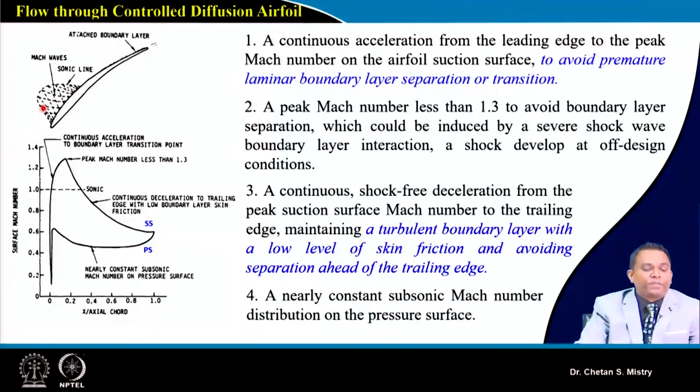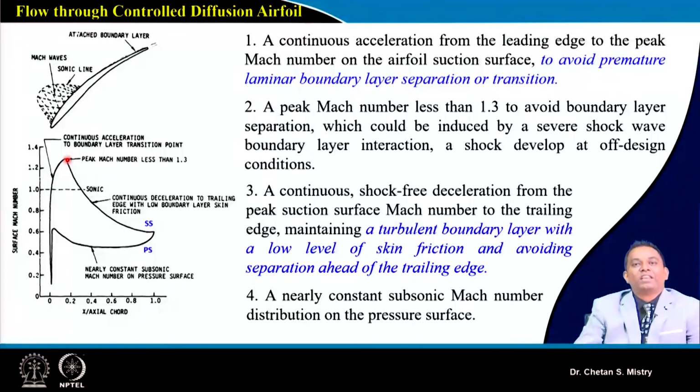Now on the suction surface, we will have the formation of a shock on the surface. We will have a whole lot of acceleration on the suction surface, reaching a Mach number in the range of 1.3. You can see here, this is nearly 1.3. Now what is the benefit of that? It avoids premature laminar boundary layer separation or transition, that would lead to flow separation in the later stage.